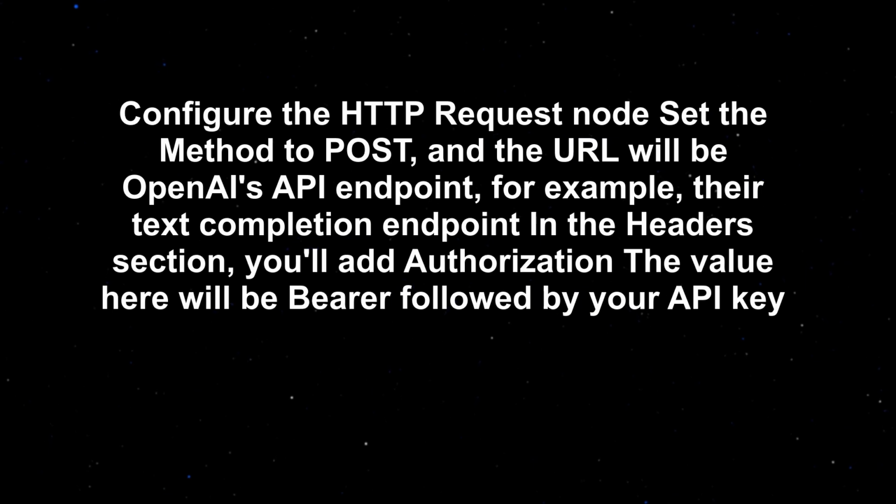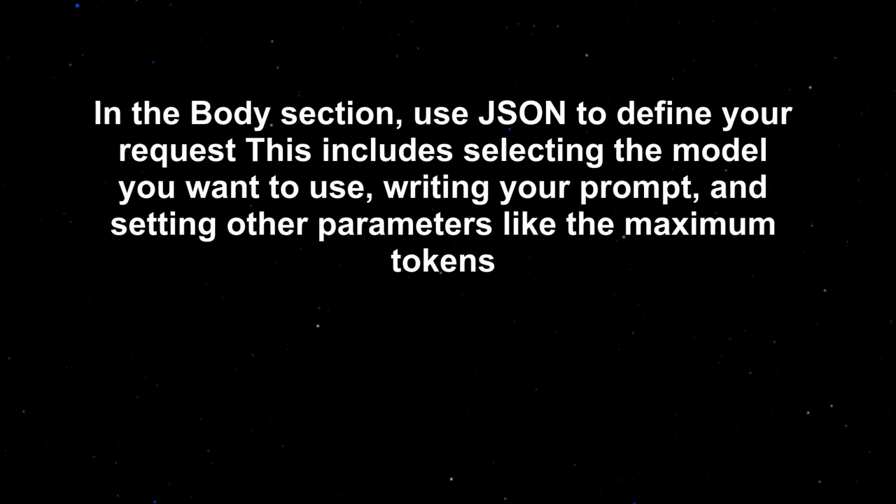In the header section, you'll add authorization. The value here will be Bearer followed by your API key. In the body section, use JSON to define your request. This includes selecting the model you want to use, writing your prompt, and setting other parameters, like the maximum tokens.